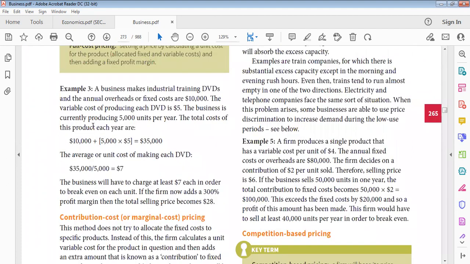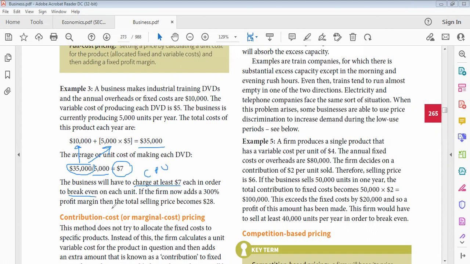And now here in margin, in full cost, we go into more details. So we basically find out the total cost, but this time we take into consideration the fixed cost in details and also the variable cost. And then we just divide the total cost by the number of units we produce, and so we get the cost per bag or cost per unit. So that means you need to charge at least $7 to survive in the market or to break even.